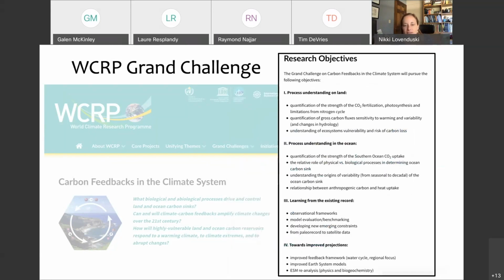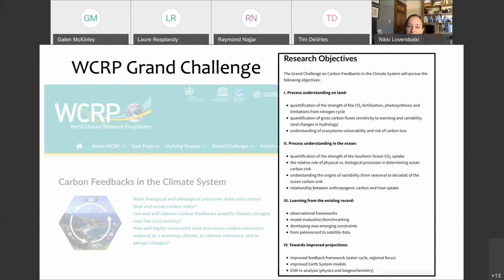And so this, although it's very small, I hope you can see it, is a list of the things that they are hoping to pursue, their research objectives. And this has been ongoing for at least 2 years, perhaps 3 years at this point. I want to draw your attention to bullet point number 2, which is describing all of the things that they're hoping to do for process understanding in the ocean.